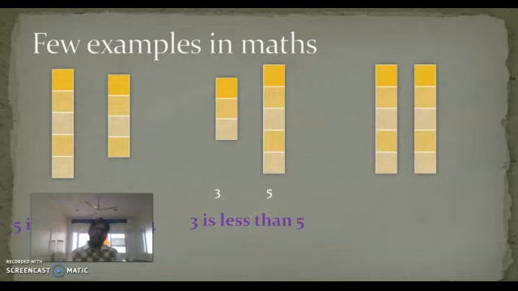Taking one more group and count: 1, 2, 3, 4, 5. 5 boxes. 1, 2, 3, 4, 5. 5 boxes. Now what will you write? You will write 5 is the same as 5, or 5 is equal to 5. Both are the same, so we will use the word equal or same. These are the examples.